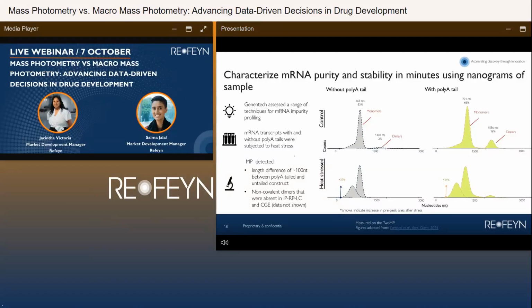Furthermore, they wanted to test that further and make sure that these dimers were non-covalent. So they did a heat stress where they kept the samples at 37 degrees for about 5 days, and then they could see that the dimer populations were reduced, and you got an increase in shorter transcripts, these pre-peak areas, smaller than the monomer.